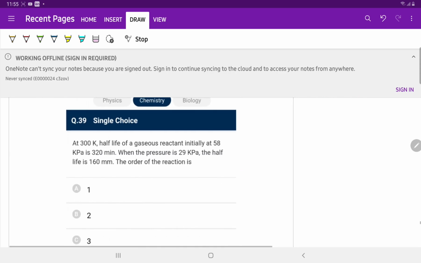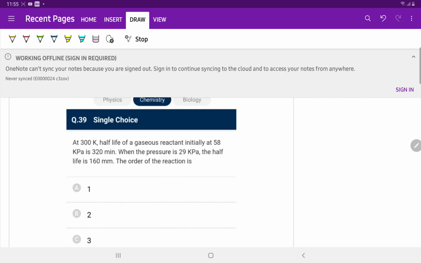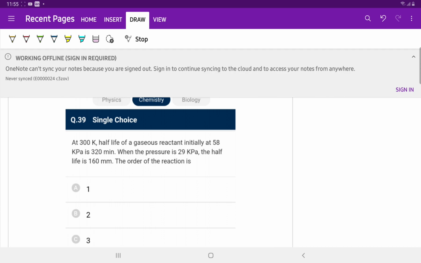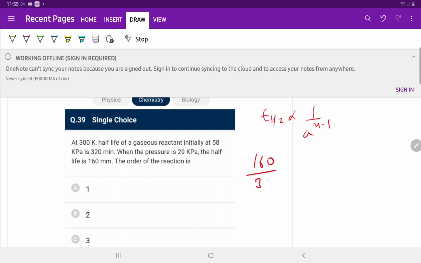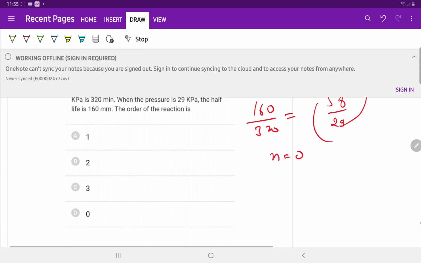Question number 39. At 300 Kelvin, the half-life of a gaseous reactant initially at 58 kilopascal is 320 minutes. When the pressure is 29 kilopascal, the half-life is 160 minutes. The order of the reaction is, we know very well that t half is proportional to a to the power 1 minus n, where a is the initial concentration and n is the order of the reaction. So 160 upon 320 is equal to 58 upon 29 to the power n minus 1. So n is equal to 0.